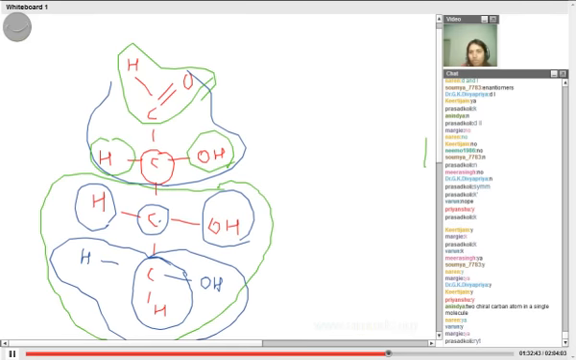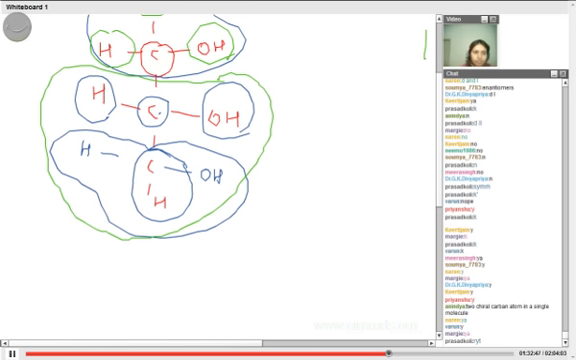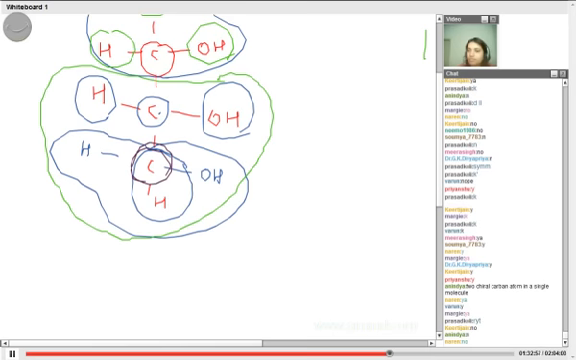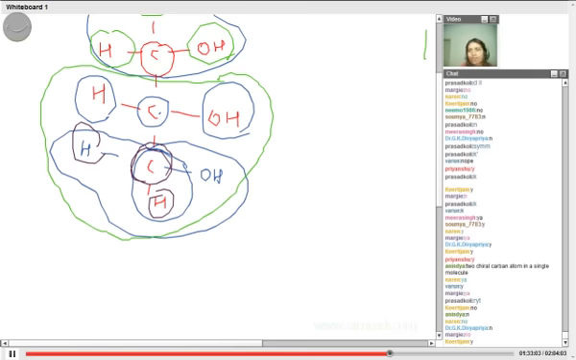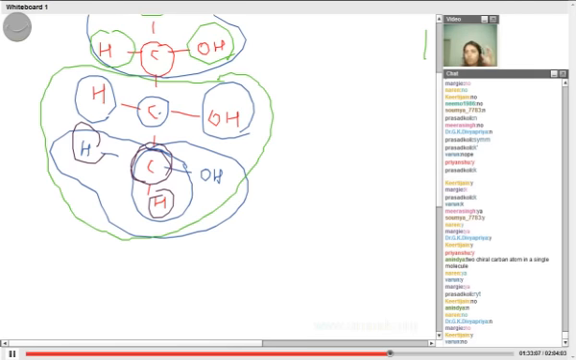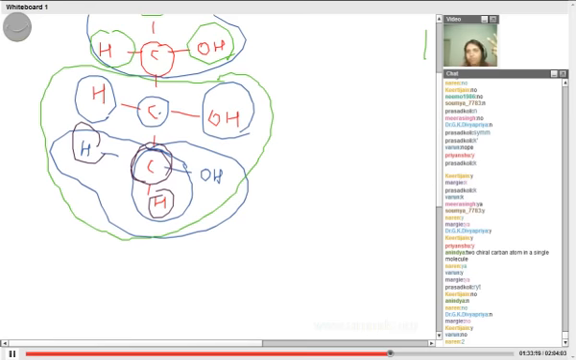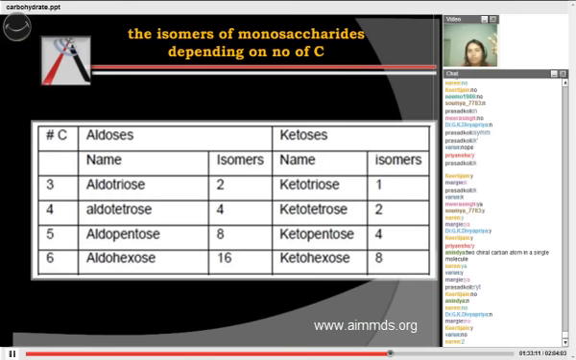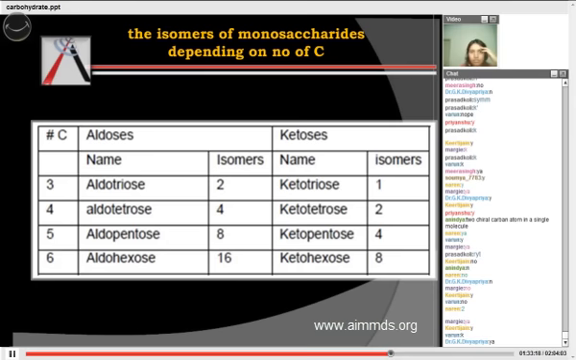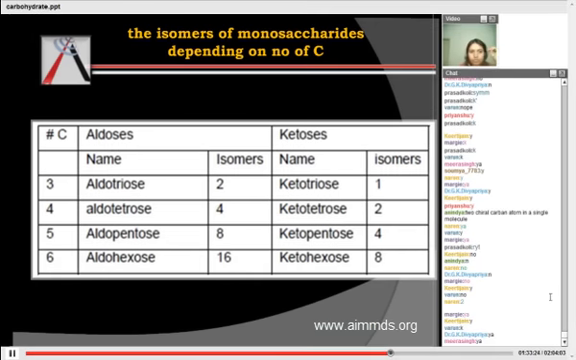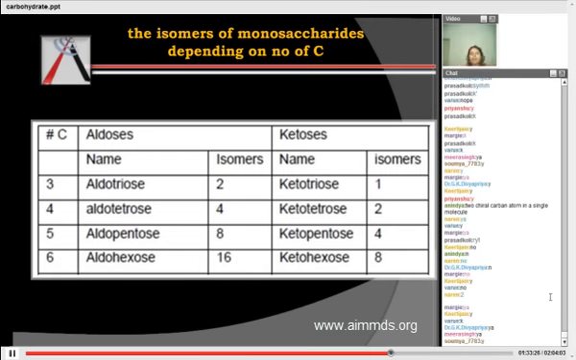Okay, now let's go with this one, which I am marking in purple. Is this chiral? No, because it has 2 H. If you notice, it has 2 H, it is not chiral. So in the one with 4 carbons, we have 2 chiral carbons in total. Right? So the isomers of the monosaccharide depend on the number of these chiral carbons.